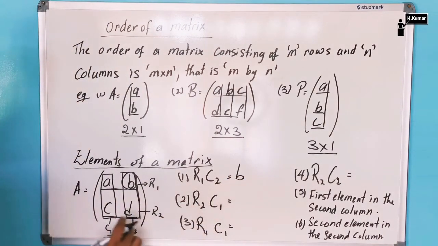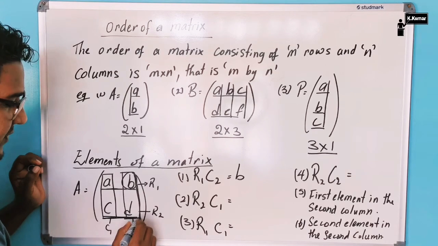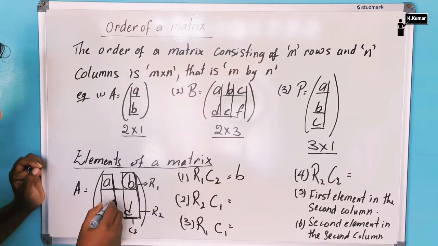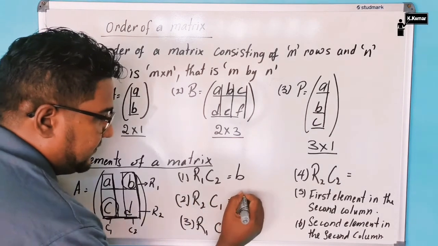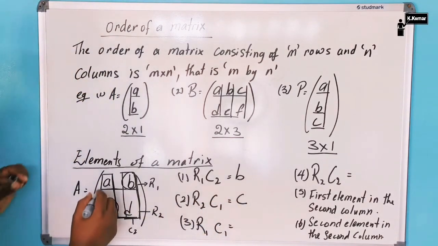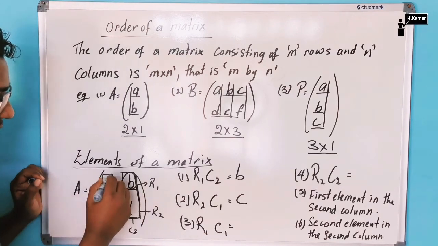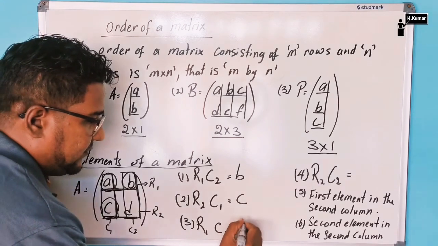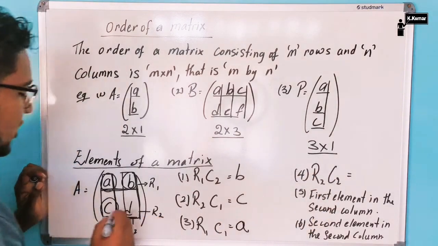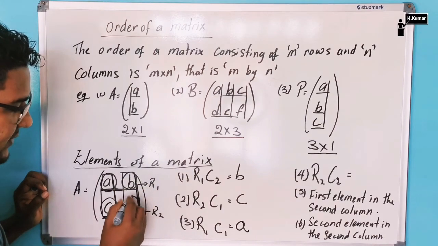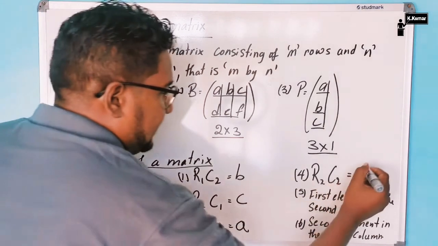Row 2, column 1. So we go to row 2, which is here. Column 1 is here. So where column 1 and row 2 intersect, that would be C. Row 1, column 1. So this is row 1. This is column 1. So the element we're looking at is A. Row 2, column 2. So this is row 2, column 2. The element we're looking at is D.